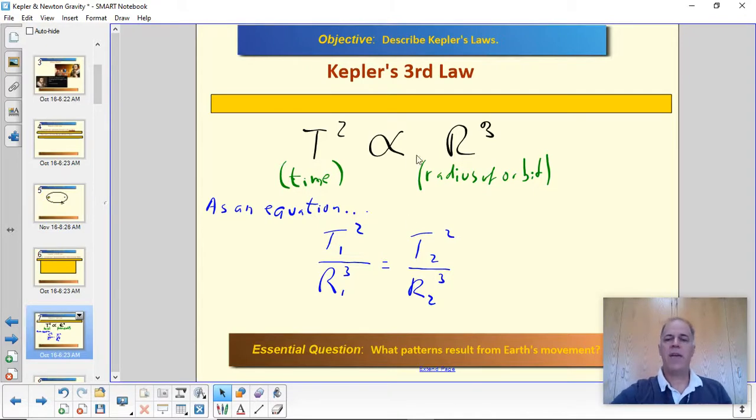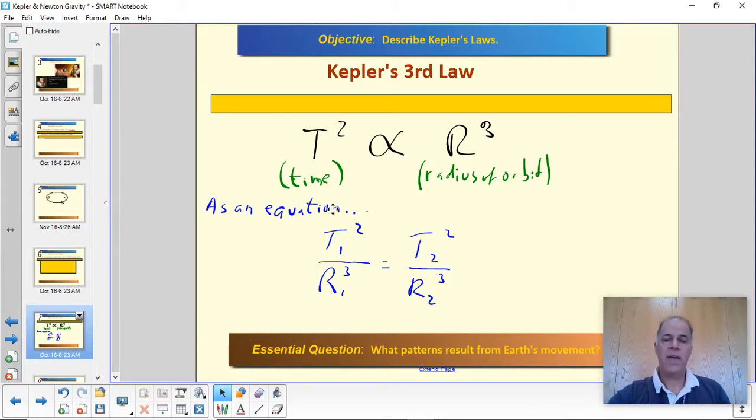The third law is a relationship between the period of an orbit, in other words, the time it takes for the planet to go all the way around one time, and the radius of the orbit, in other words, how far it is from the sun. Technically, it's the semi-major axis of the ellipse, but if we think of the planet's orbits as being pretty darn close to circular, we're talking about the radius of the orbit. And Kepler was able to find a pattern between how long it takes to go around and how far it is from the sun. And this relationship he found is the same for every planet in the solar system.